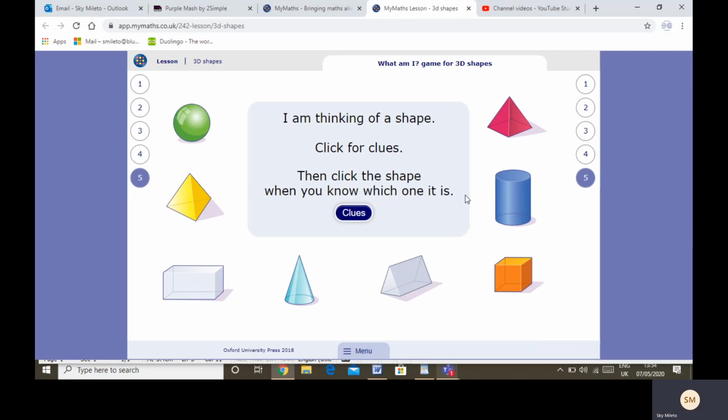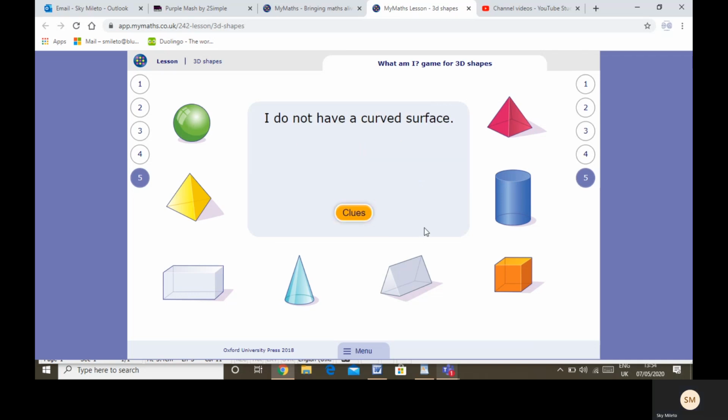So here you can play a What Am I game. Okay, I'm going to play it once, but you can play it as many times as you can. Clues. I don't have any curved surfaces, so I know it's not a sphere, and it's not a cylinder, and it's not a cone. I have 12 edges. That's a lot of edges. I know that the pyramid, the prism, and the triangular pyramid or tetrahedron don't have 12 edges, so I'm stuck with a cube or a cuboid.